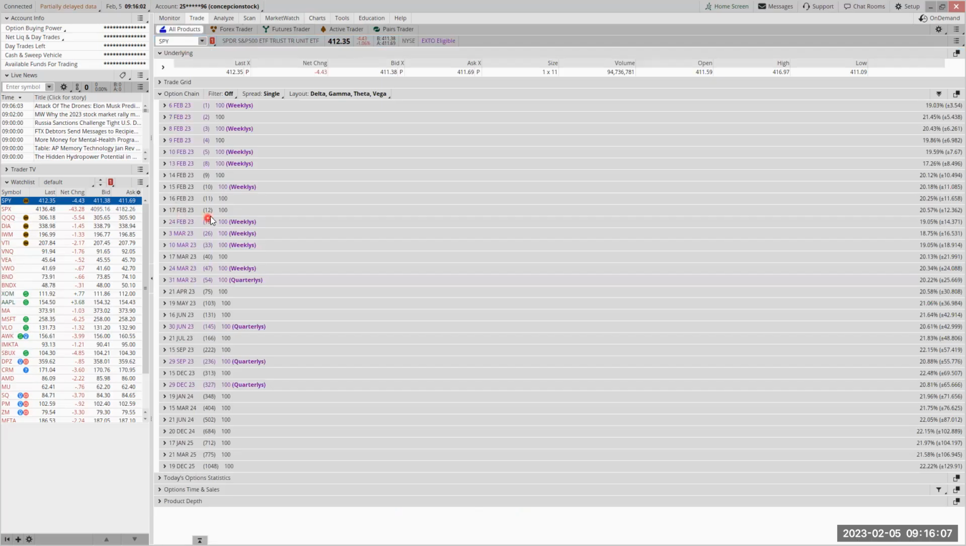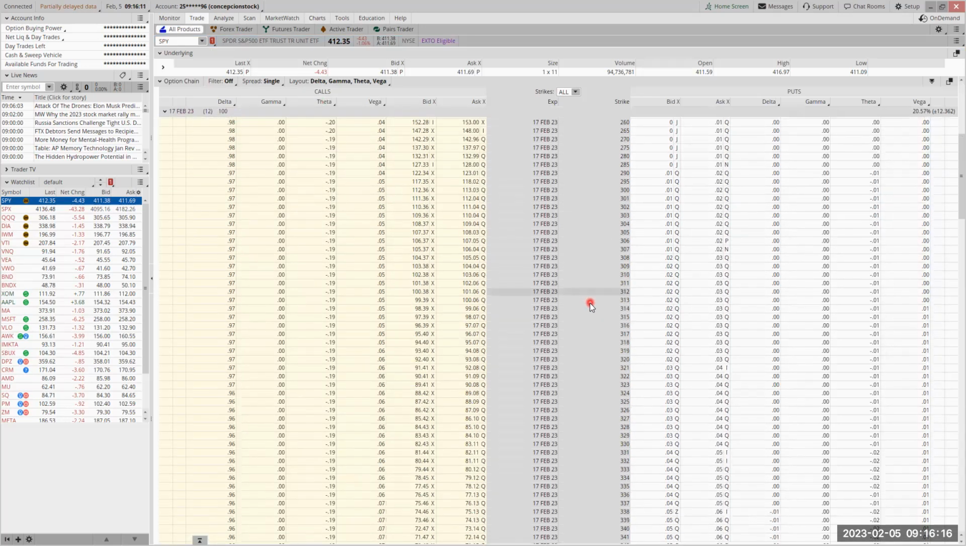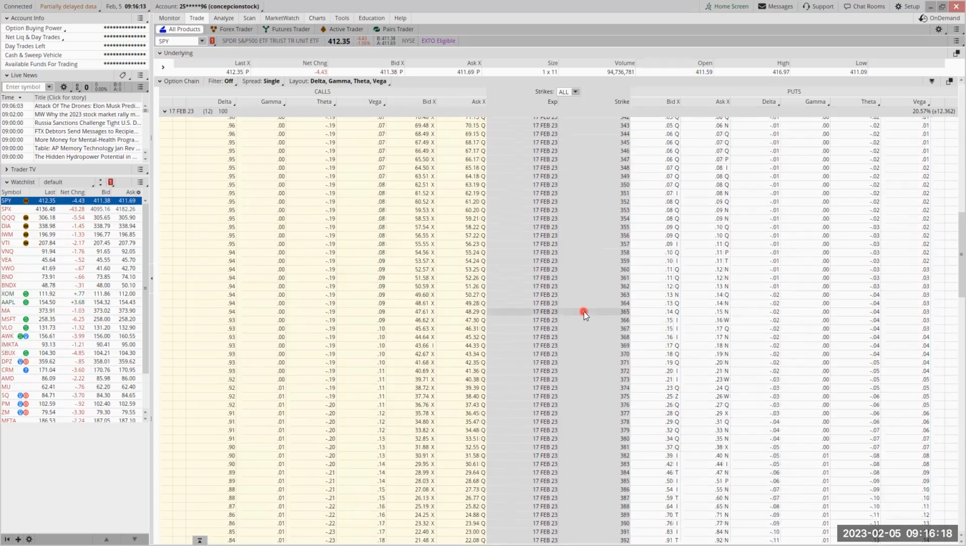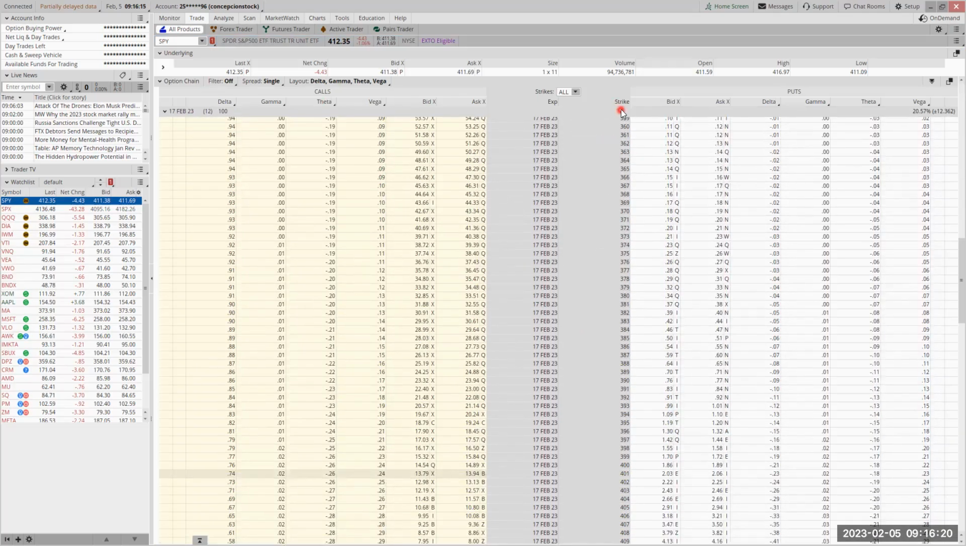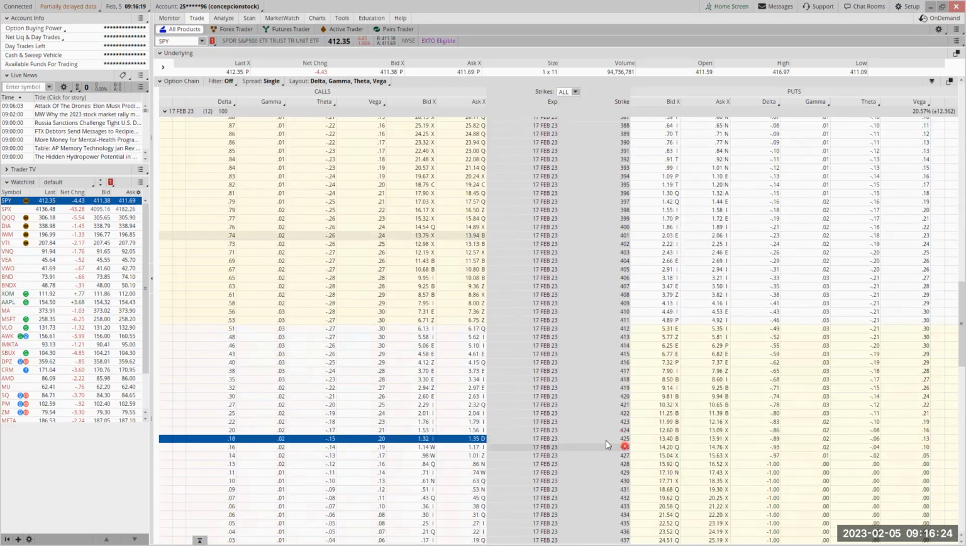I'm going to select the 17th of February, which is 12 days away. I'm going to bring this back down. Remember that calls are on the left-hand side of the screen. Now remember, we've already selected a predetermined target of $425, so I'm going to scroll down to the strike price of 425. When we get there, I'm going to go to the left-hand side of the screen because that's calls.